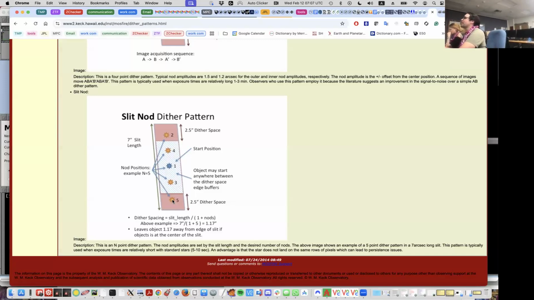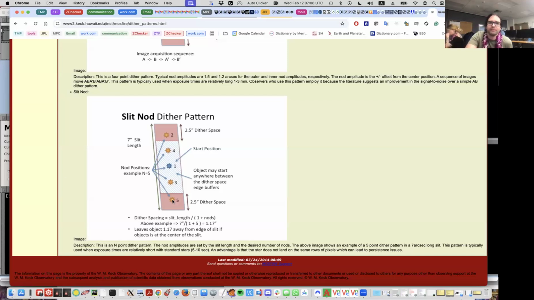Just to be safe, we'll do a 15-second exposure time here. We'll do this all over again. We'll see it jump around. So as far as testing out the imaging slit nod capabilities of this weird mode of the instrument that we're using it in, I'd say it's a success so far.